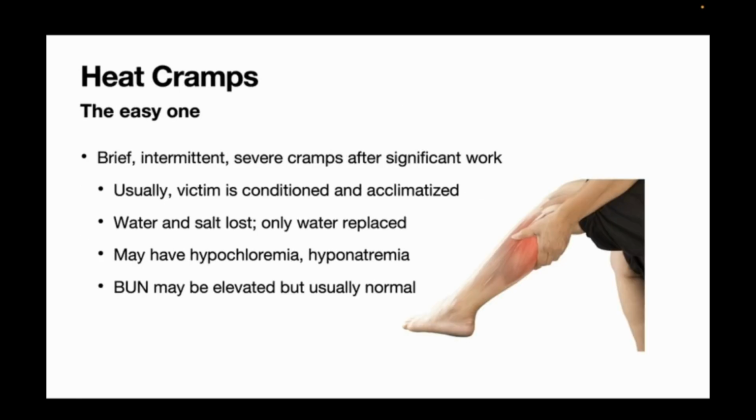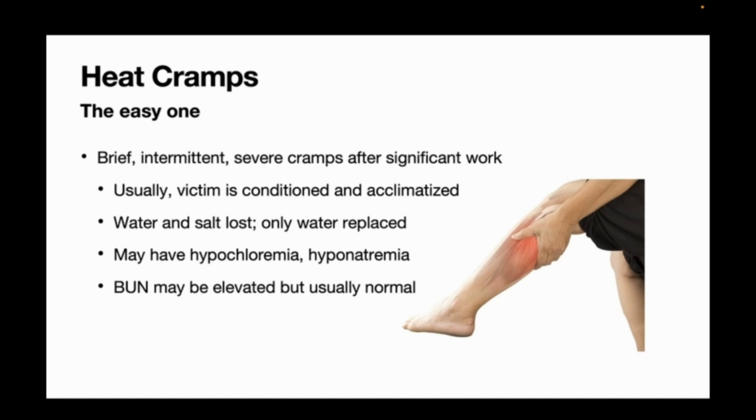So there is something that's kind of an easy throwaway here that I wanted to talk about before getting to other types of heat illness, because there are basically in the textbook 3 kinds, but effectively there's really 2. So the first one is heat cramps, and this is an easy one. So these are just brief, intermittent, severe cramps. They typically are associated with significant work. So someone's doing a lot of exercise outside. They're not really acclimated to the activity or the conditions, the heat. And typically there's water and salt loss, so only water is traditionally replaced in these patients.